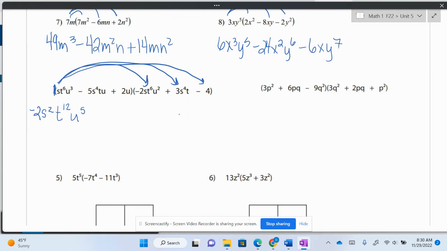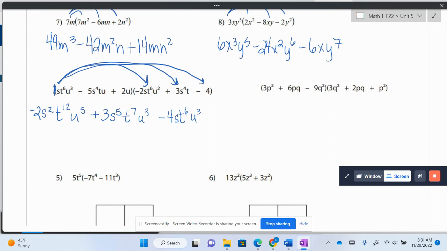Now I'm going to take my 1 times a +3. So 1 times +3 is +3. S times s to the 4th is s to the 5th. T to the 6th times t is t to the 7th. U cubed, there's no u, so that u cubed comes along for the ride. Last one is I'm just multiplying that first term by -4. So I'm just going to put a -4 in front of it and keep the s t to the 6th, u to the 3rd.